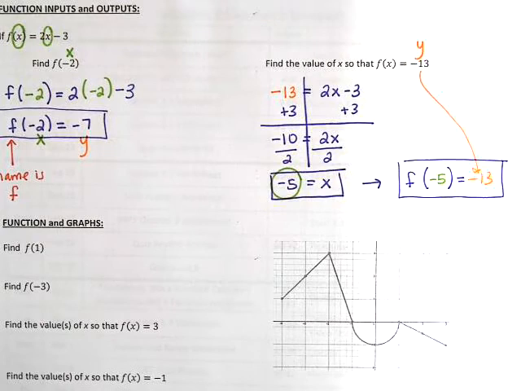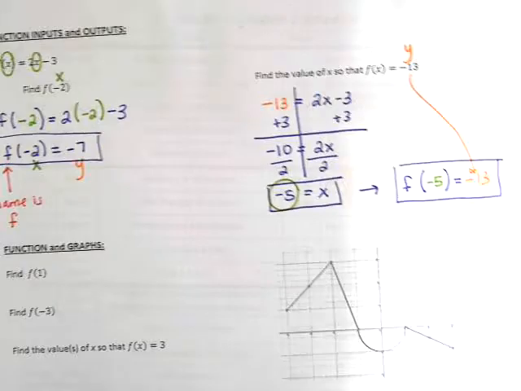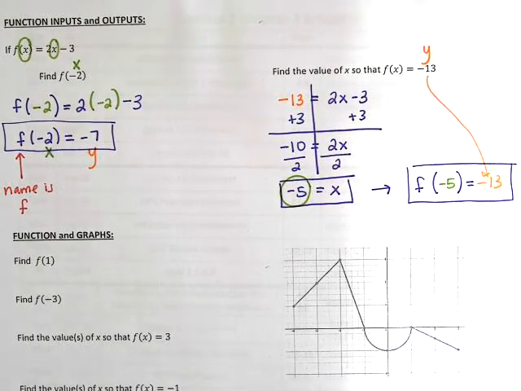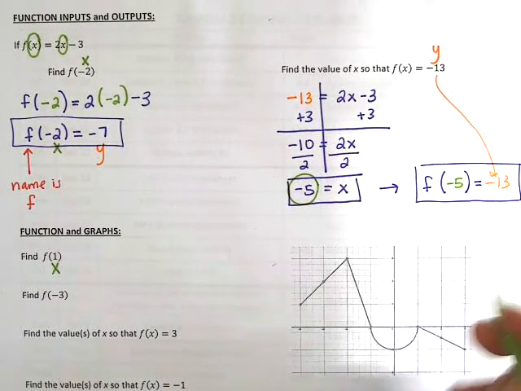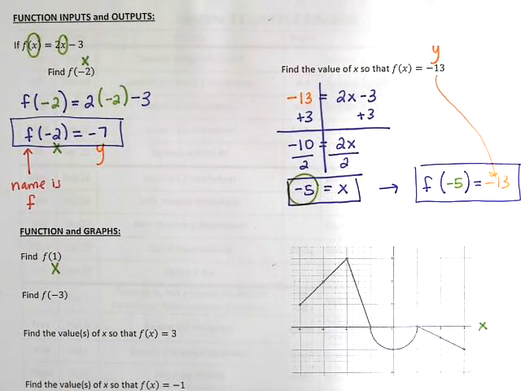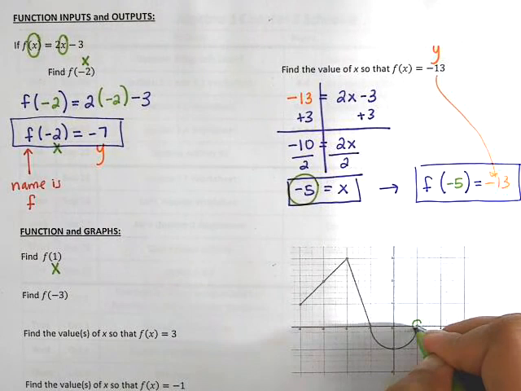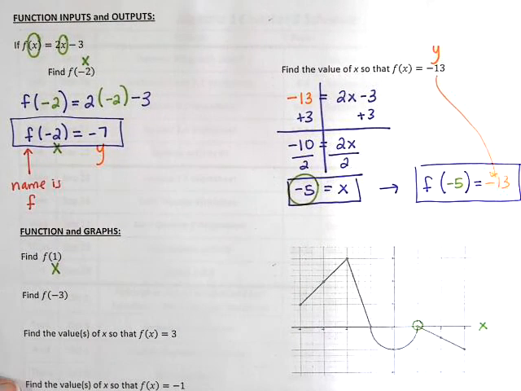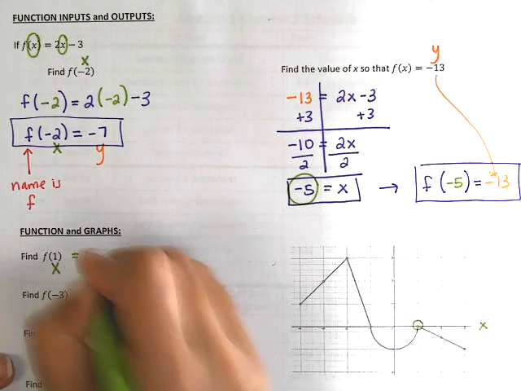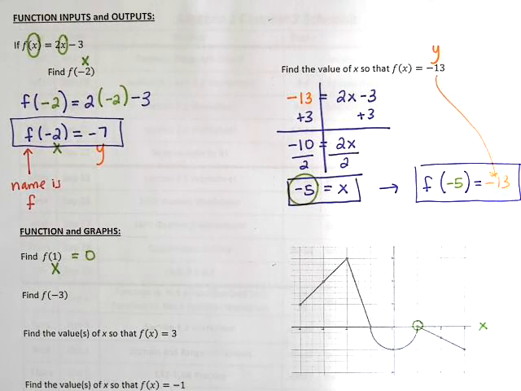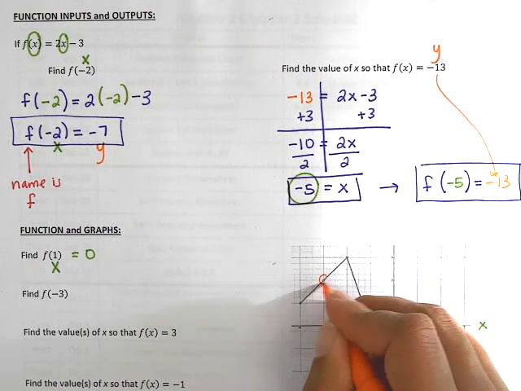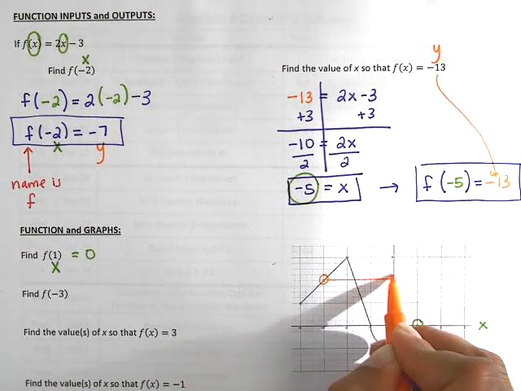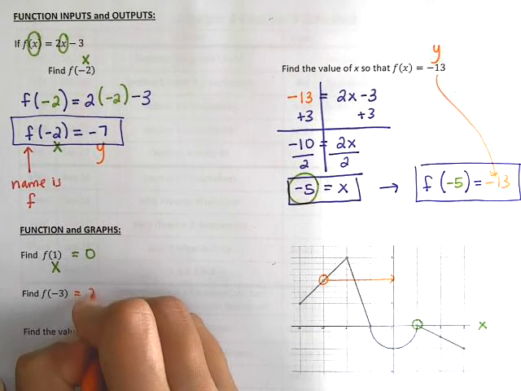Next, we looked at function notations and graphs. So we said f of 1 means x is 1. So if I go on the graph on the x-axis to where the value is 1, I can see the y value there is 0. If I go on the graph to where the x value is -3, I can see the y value there is 2.